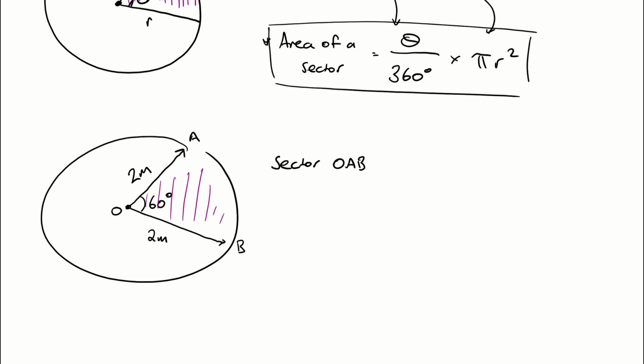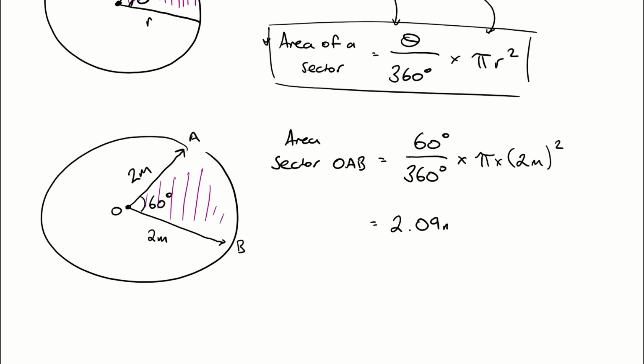So how would I find that? Well, what portion of the circle do I have? The area here would be equal to, so what portion have I got? I've got 60 degrees out of a total 360 degrees available to me, multiplied by the total area of that circle, pi times 2 meters squared. If you were to put that all into a calculator, you would end up with 2.09 square meters for that purple shaded sector there.